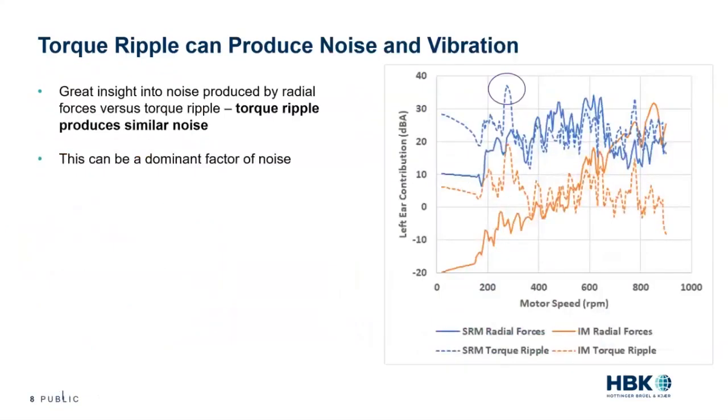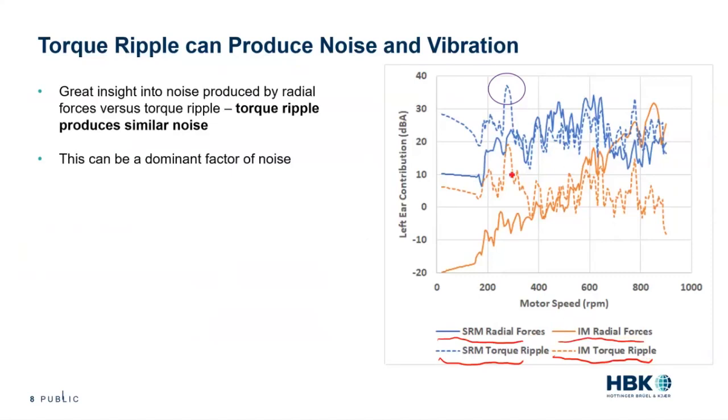And then kind of going down the line, torque ripple can produce noise and vibration. This graph on the right is an example from the last session where we went more deep into the analysis side of things. And we can see that we have torque ripple in the dashed lines for a synchronous reluctance machine and for an internal magnet motor. And then we can see the radial forces, which both of these are causing noise and vibration.